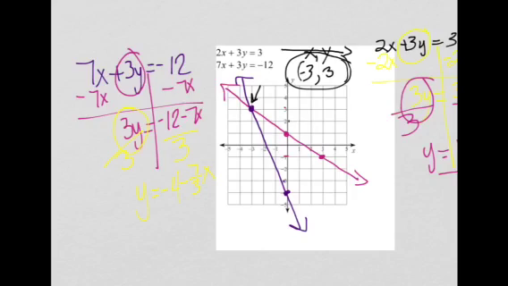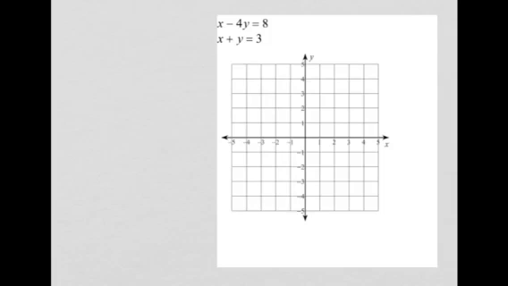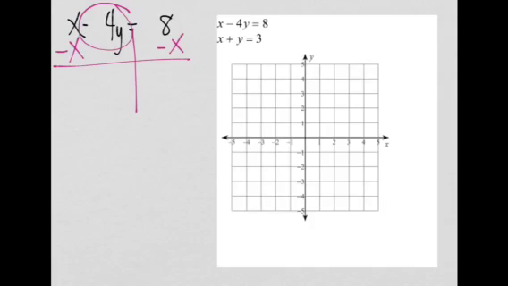Let's take a look at the next one. I have to do the same thing. I have x minus 4y is going to equal 8. So I'm going to circle what I'm solving for and draw my line. How do I get rid of the x? By subtracting. So I have negative 4y equals 8 minus x. Circle what I'm solving for. Circle with a different color. How do I get rid of the negative 4? By dividing by negative 4.